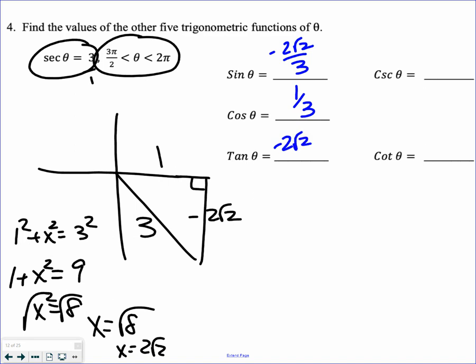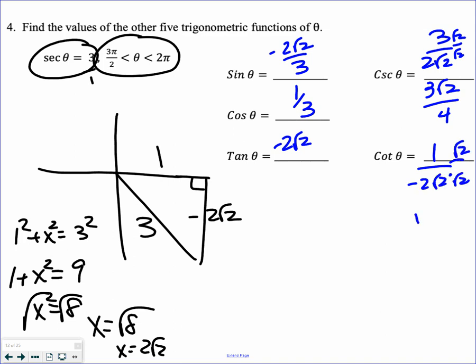Cosecant, this one's not very nice. Cosecant is hypotenuse over opposite. So I need to multiply both top and bottom by the square root of 2, which is 3√2 over 4. And cotangent would be 1 over negative 2√2. So I'm going to multiply both top and bottom by the square root of 2.